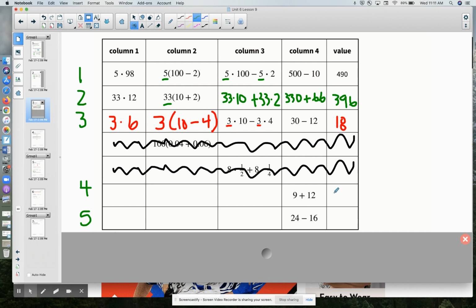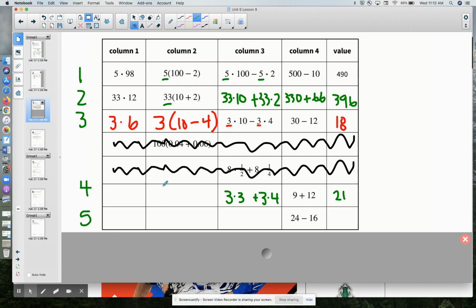9 plus 12 is what? 21. What number can go into 9 and 12 evenly? Divide. Pause it and think about it, and when you're ready, unpause it. It is 3. So 3 times something plus 3 times something. Okay? So 3 can go into 9 how many times? 3. 3 can go into 12 how many times? 4. So that's how we would write that out.